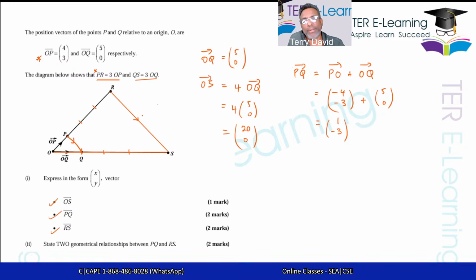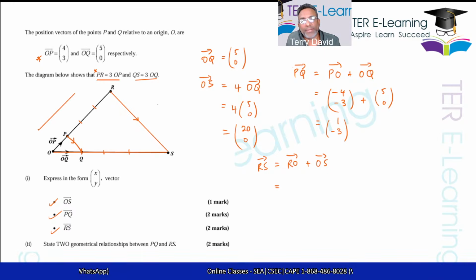So this here represents your vector RS. So how do we get RS? The vector RS is simply going to be equal to, so you can go from R to O, and then from O to S. So what is the vector RO? Now RO is this vector here. So we're going in the opposite direction. Let's work out RO first actually.